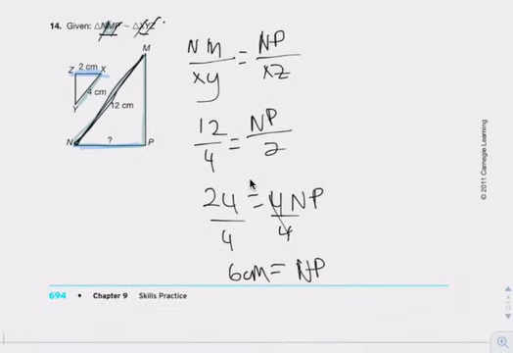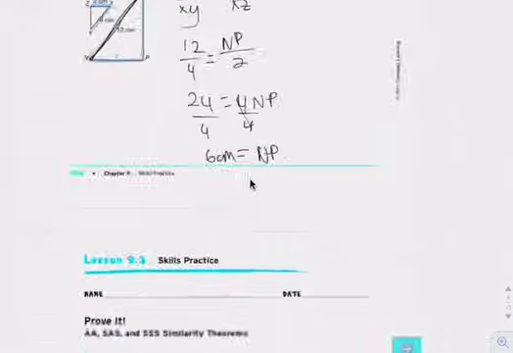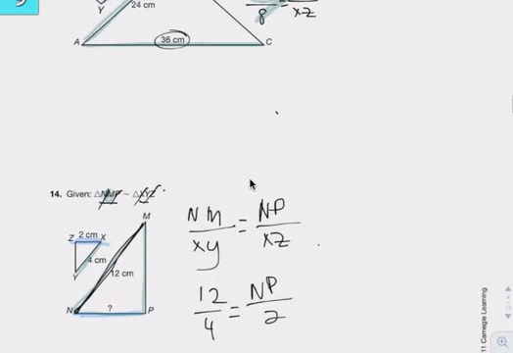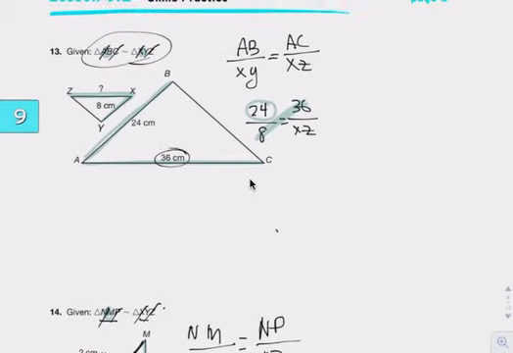You need to write that in a sentence. Length NP is equal to 6 centimeters. You can do that. And that's it. That's homework. It's really simple. But you need to know how to read this. I'll make some more worksheets.